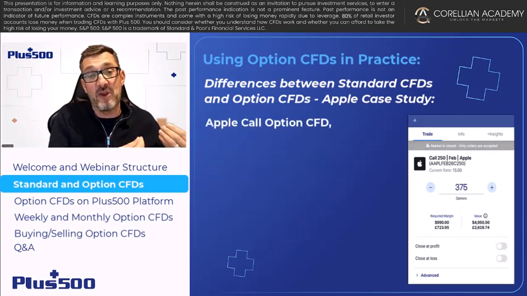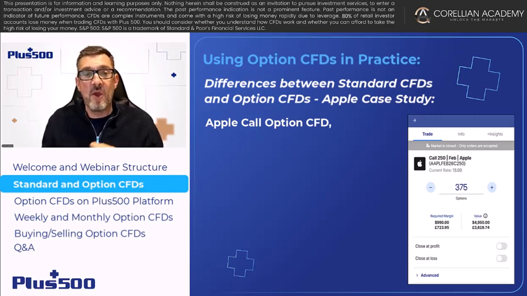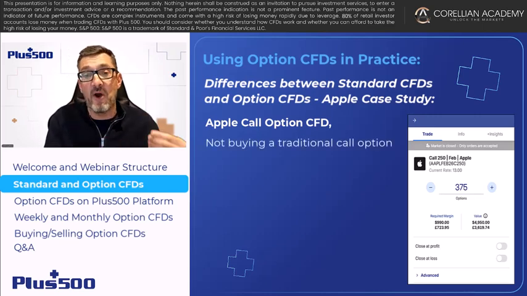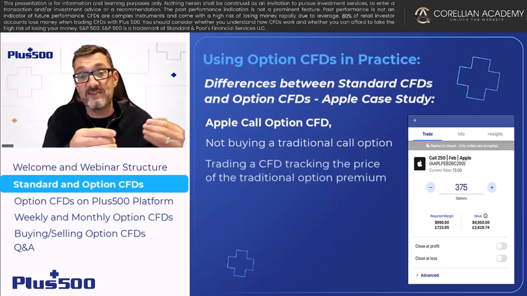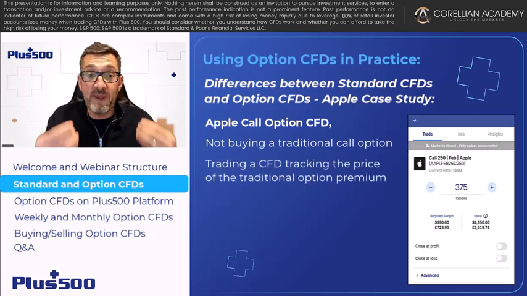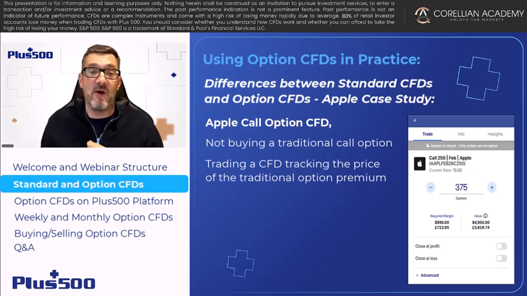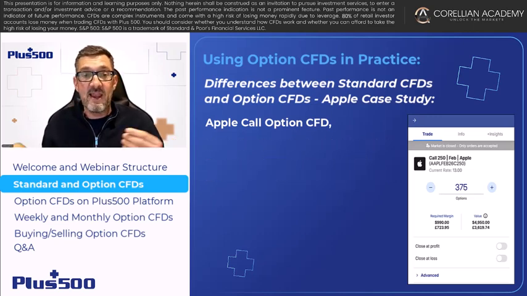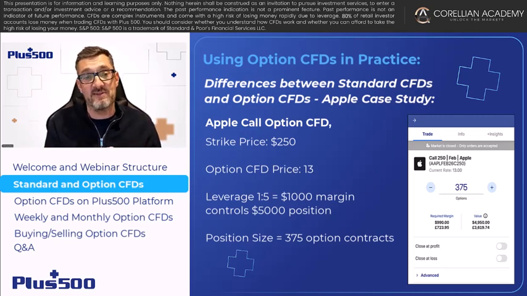Now let's compare that with an option CFD, and this is where things start to get interesting. With an option CFD, you're not buying the actual option. You're trading a CFD whose price tracks the option's premium, and your P&L comes entirely from movements in that premium, not the underlying stock itself. Let's set up a simple example so you can see how this plays out in practice.